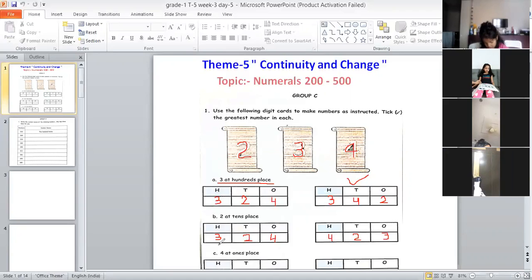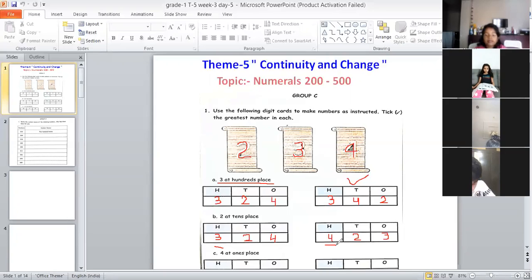4 and 3. Very good. So the numbers at the hundreds place are 3 and 4. Since both these numbers are different, we can compare them, right? So now you tell me, Tarini, which number is bigger? 3 is bigger or 4 is bigger? 4. Yes, that's the correct answer. 4 is always bigger than 3.